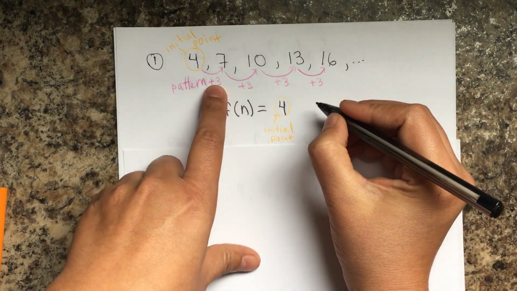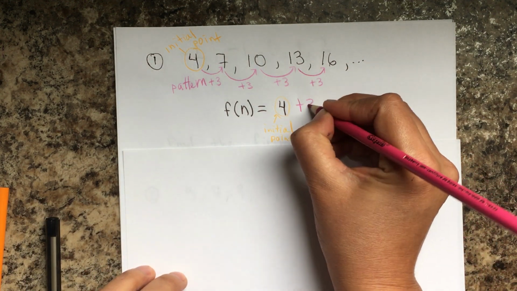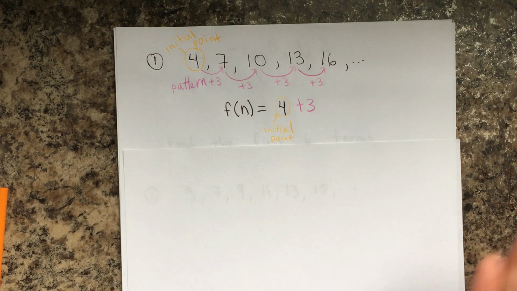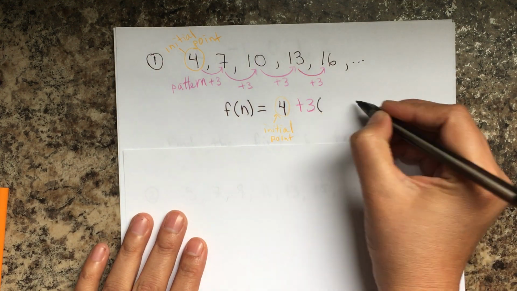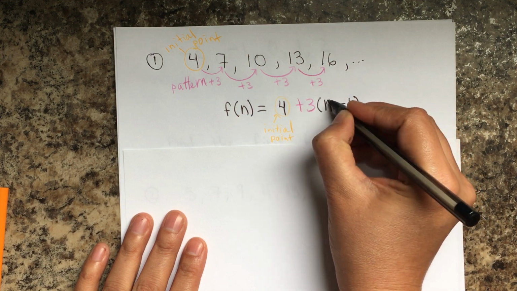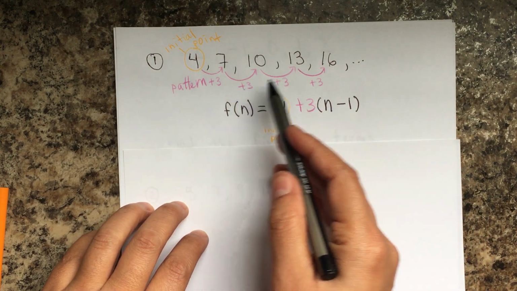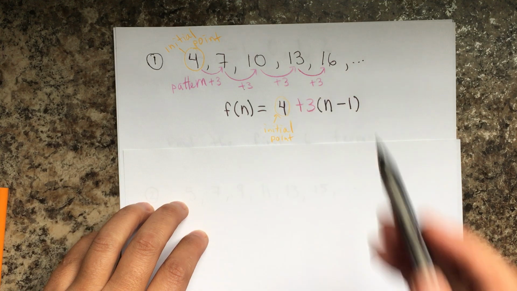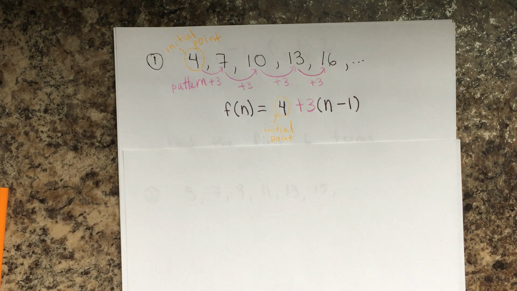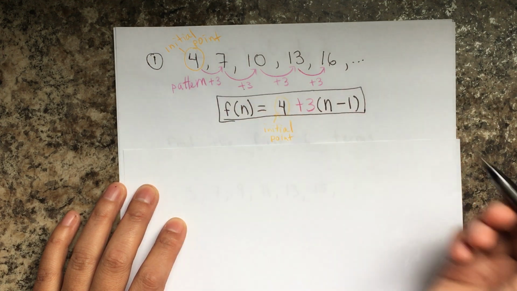And we do the pattern. In here we're going to be putting plus 3, and since it's arithmetic, we're going to put n minus 1 as a factor. N minus 1 always goes with the pattern. Very important, always with the pattern. So that's it if you don't want to simplify it, but you can also simplify the formula. This is a possible answer.